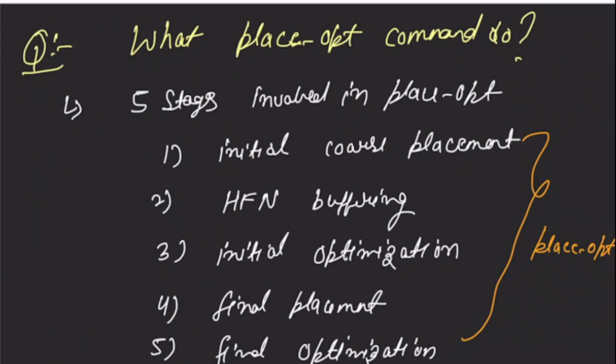There is one command, place_opt, in ICC2. So what does this command actually do? This command consists of 5 stages. If we run the place_opt command, it will do all those things one at a time: initial coarse placement, HFN buffering (high fanout synthesis), initial optimization, final placement, and final optimization. So these are all the steps done by this one command, place_opt.